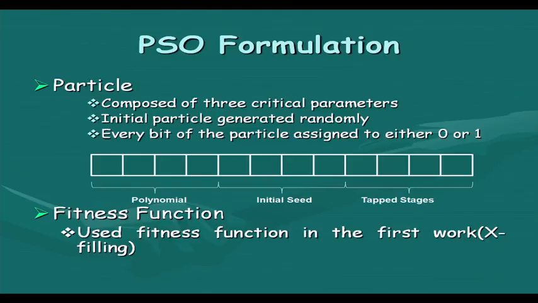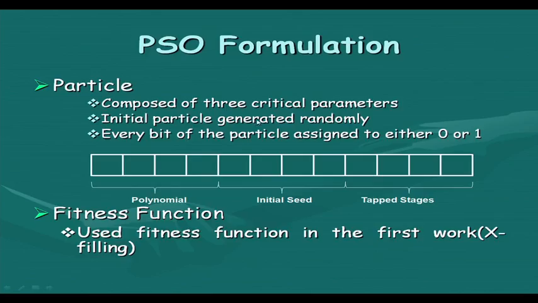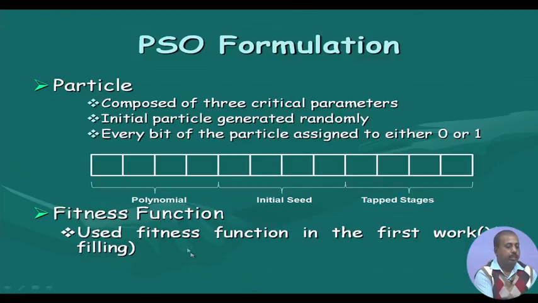Initially the particles are generated randomly for the first generation, every bit of the particle. Then the fitness has to be evaluated. Fitness is the same as in the X-filling work, that is, the criticality value C that we have used. Based on that criticality value this formulation evolves, and after a number of generations that we have run, we can see what is the best solution that is produced.